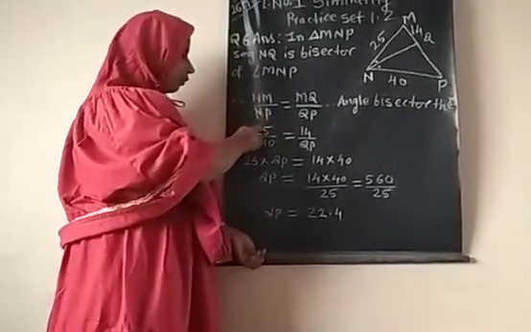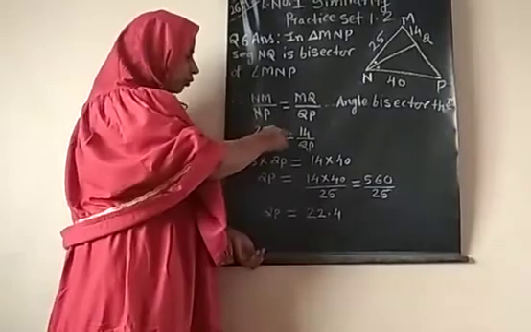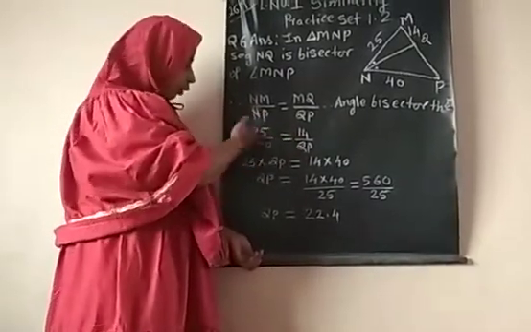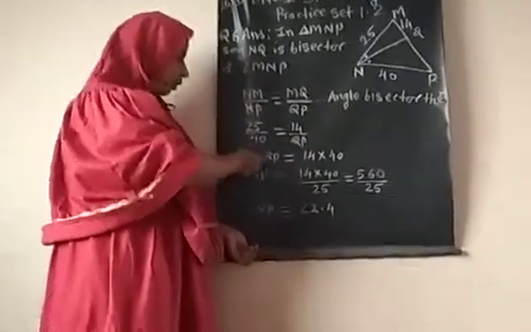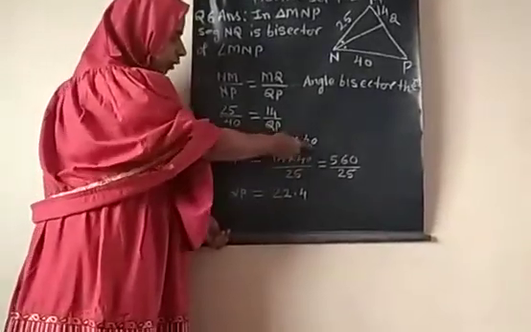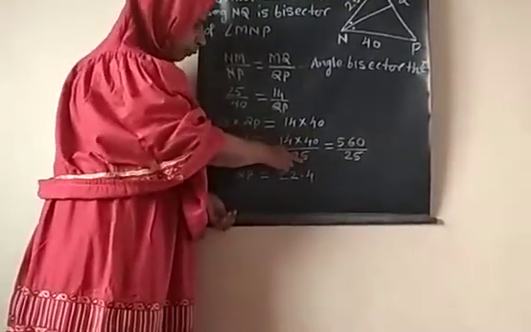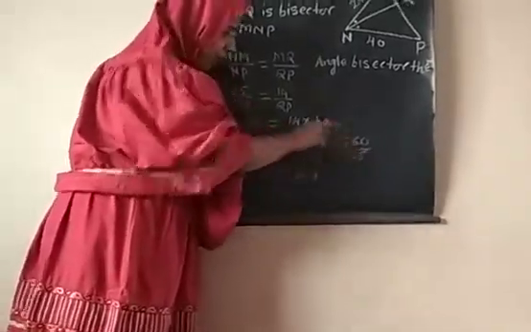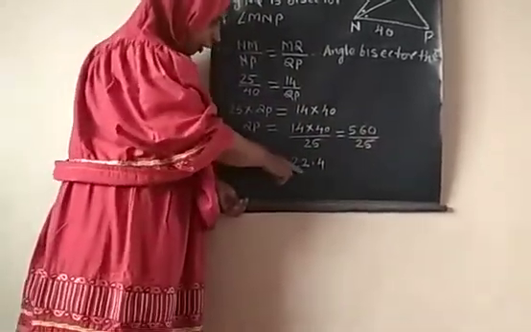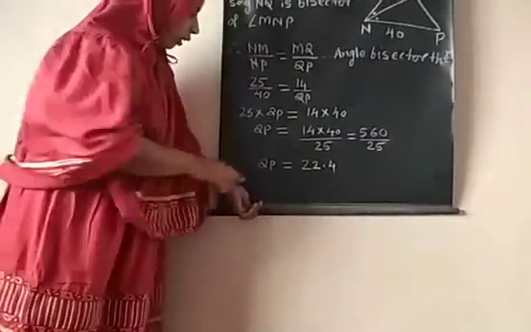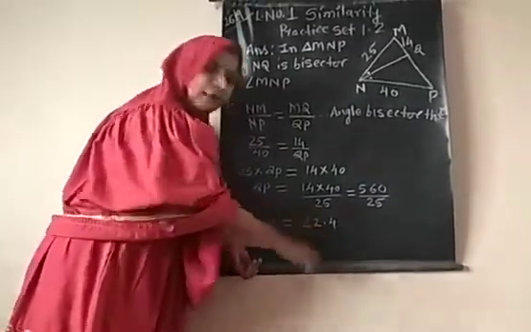Now, NM is given as 25, NP is given as 40, which is equal to 14 upon QP. By cross multiplication, 25 multiplied by QP is equal to 14 into 40. QP is equal to 14 into 40 upon 25, that is 560 upon 25, division is 22.4. Therefore, the length of QP is 22.4 units.